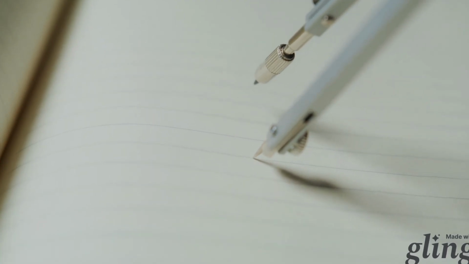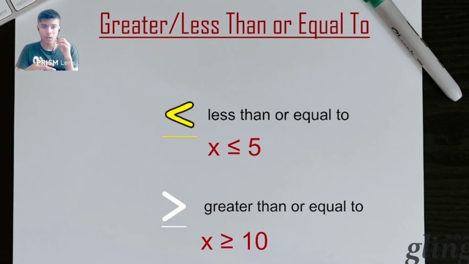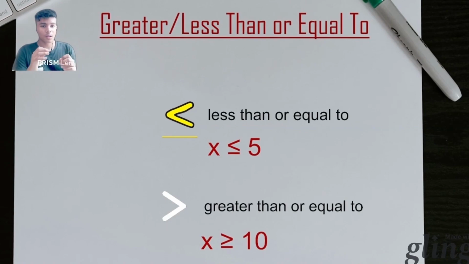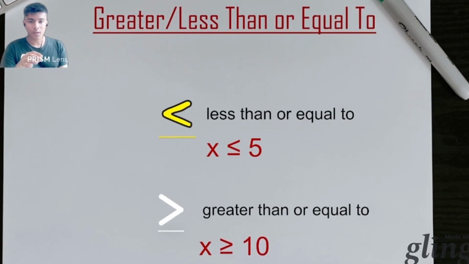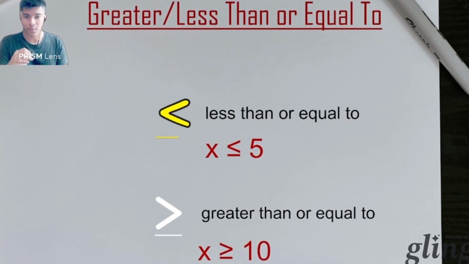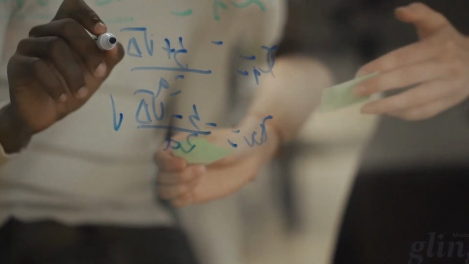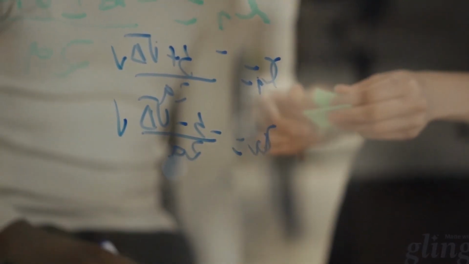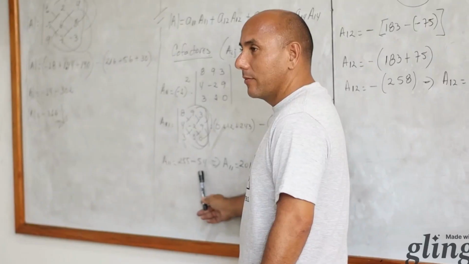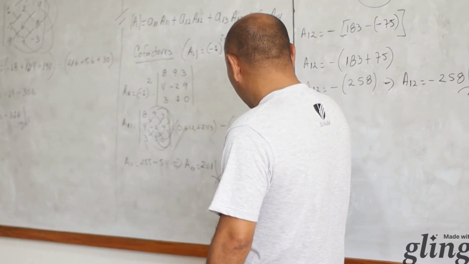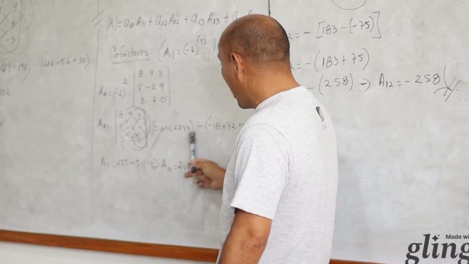Okay, let's go ahead into greater than or equal to and less than or equal to. Now here, these include equal to. Here, we can see that x is less than or equal to 5. What does that mean? That basically means that x can be either 5 or less than 5. For the next one, we can see x is greater than or equal to 10. What does that mean? That means that x can either be 10 or bigger.